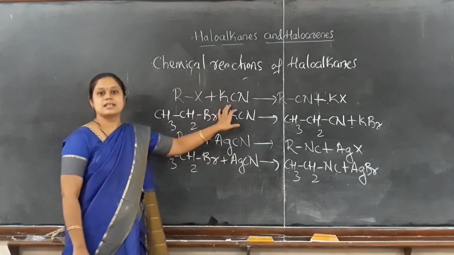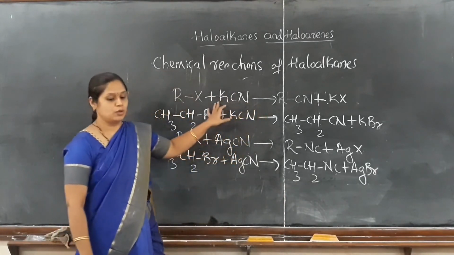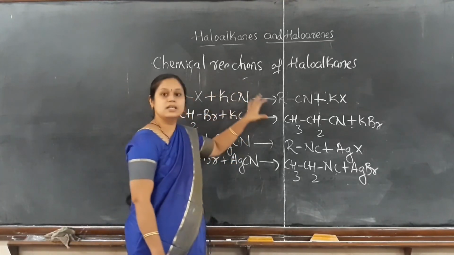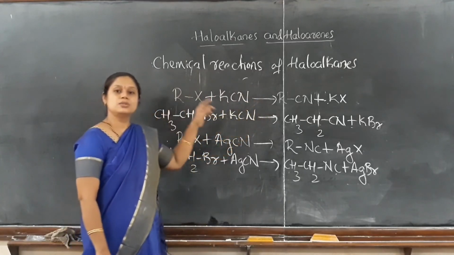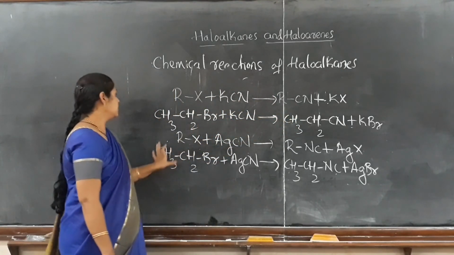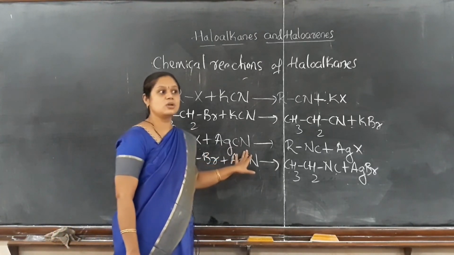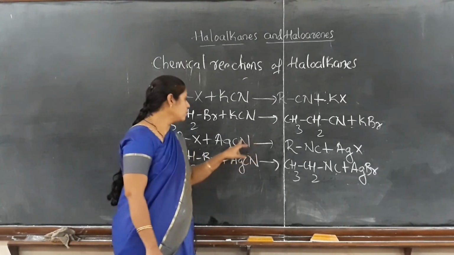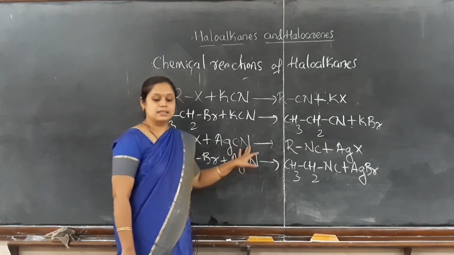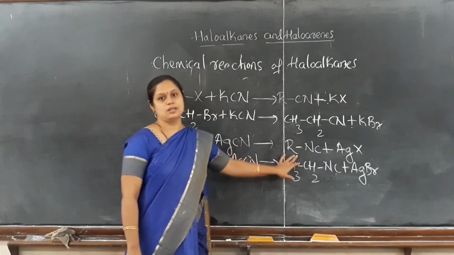Potassium cyanide is predominantly ionic in nature. It ionizes and forms the cyanide ion. This cyanide acts as a nucleophile and attacks through the carbon atom, hence it forms a cyanide. AgCN is covalent in nature and does not ionize easily. Hence the lone pair of electrons on the nitrogen acts as a nucleophile and the attack takes place through the nitrogen. Hence an isocyanide is formed here.